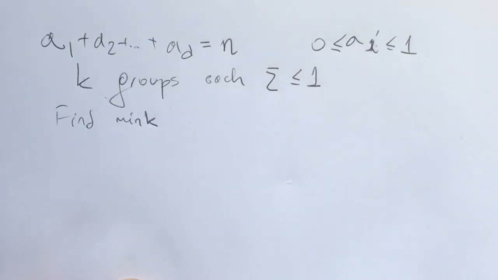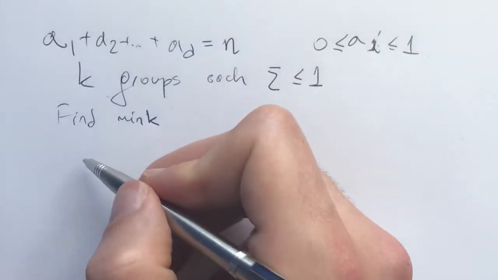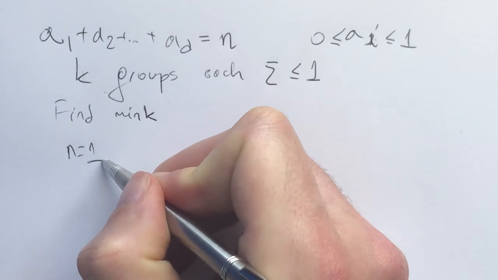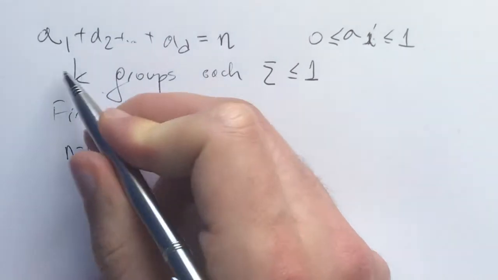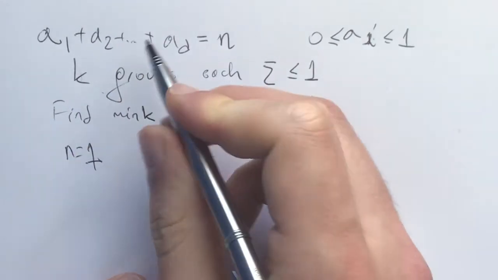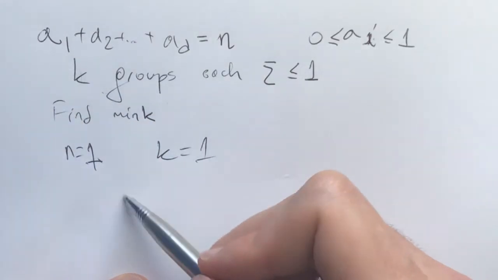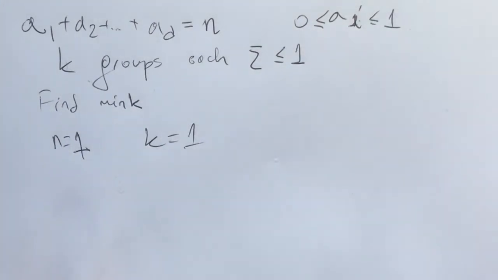Now, what should you do if you don't know how to begin a problem? The answer is play around with small cases. Let's say n equals 1. Well, for n equals 1, it's obvious we will just put k equals 1, because all the numbers can just go into one group. So k equals 1 is the answer, and it's at least one group.